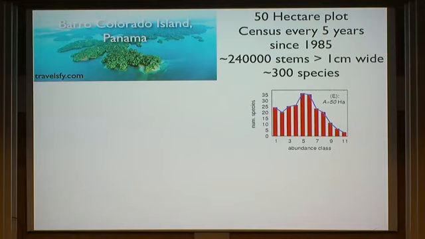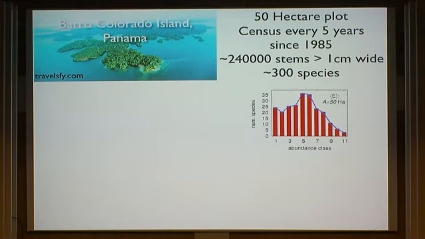Here's another kind of macroecological pattern, and this is a species abundance distribution. This is taken from Barro Colorado Island in Panama. It was originally not an island, but it became an island when they flooded the Panama Canal. There's been a well-established 50-hectare plot on this island since the 80s, where they do a complete census of all the trees. So there's hundreds of thousands of stems greater than 1 centimetre wide.